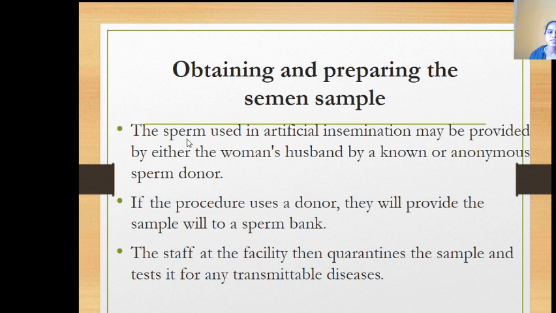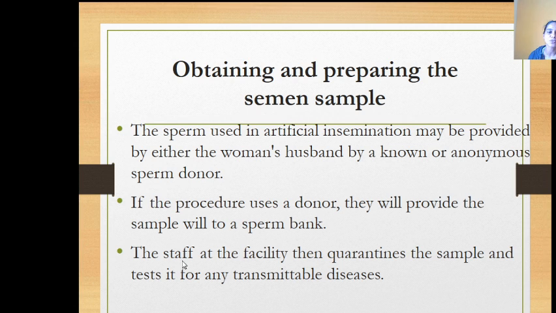So the sperm that is used in artificial insemination either can be provided by the husband himself or sometimes by a donor too, an anonymous donor. So the source of those spermatozoans or the semen will not be known. So if it is from a donor, then this will be supplied by a sperm bank. What is a sperm bank? We'll be discussing in our next class. So from the sperm bank, this semen sample can be taken.